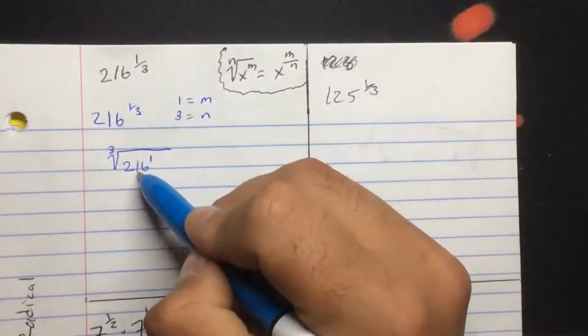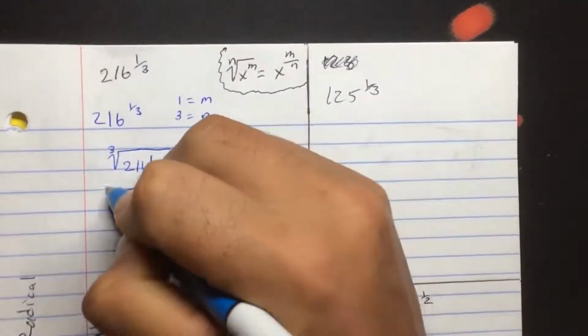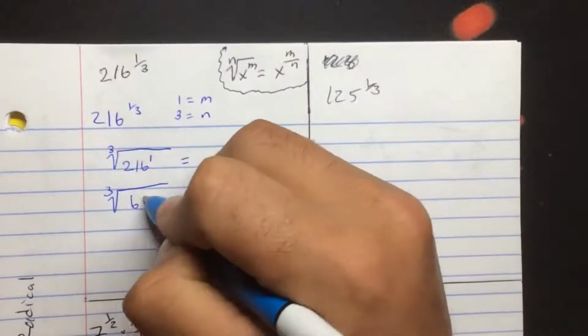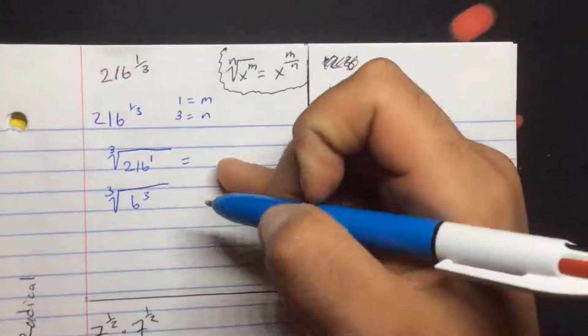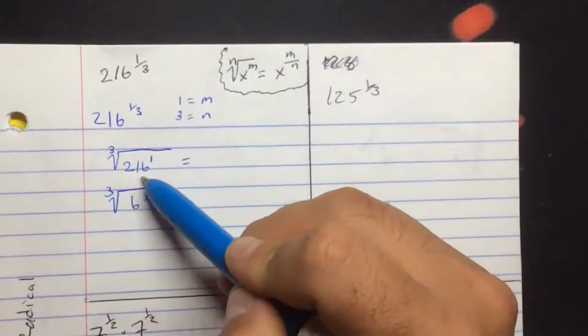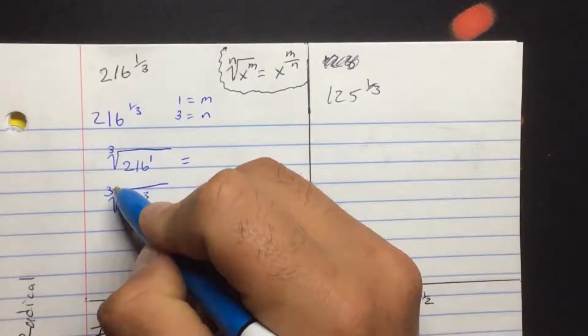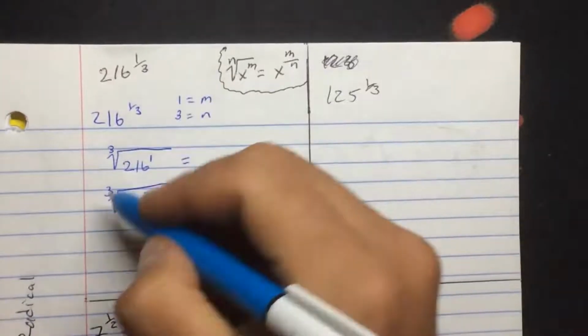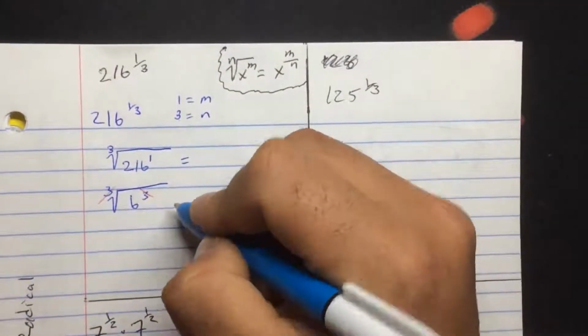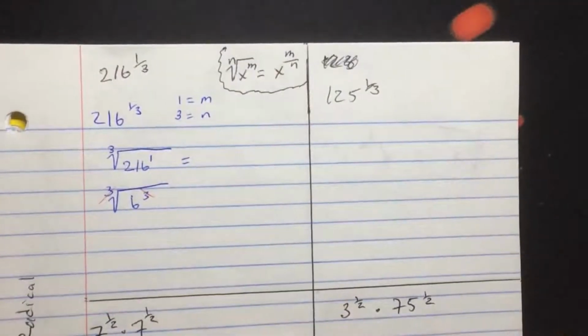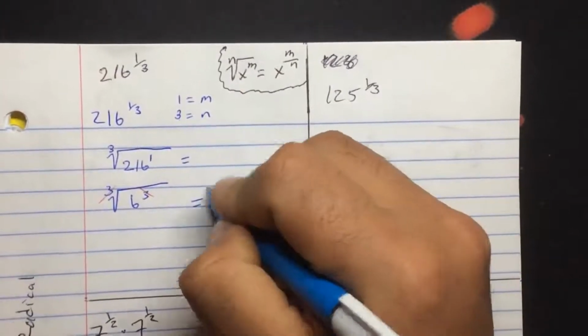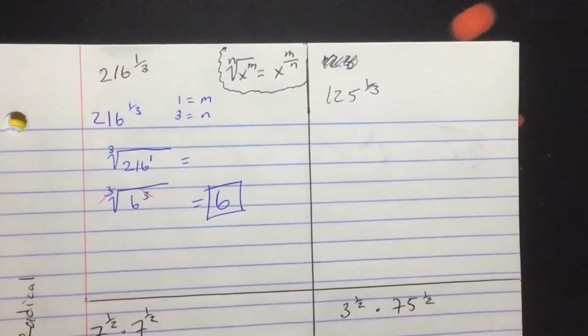I know that this is equal to the cube root of 6 cubed, because 6 times 6 is 36, and 36 times 6 is 216. Now that we have this, we know these can simplify, and this would end up equaling 6, and that's our simplified form. Then we move on to the next one.